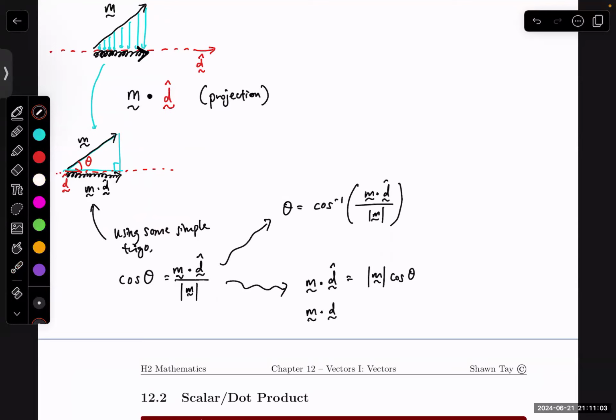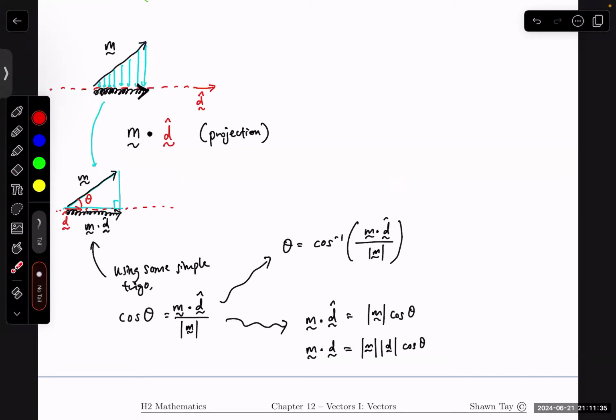What is d hat? D hat is just vector d divided by its magnitude. So let's just pretend the magnitude is over here, and then we just multiply it to the other side. So what we get is modulus of vector m, modulus of vector d, and then cosine theta. This is what you should be familiar with. This is your dot product formula in a sense. So by just using this weird mosquito analogy, we get the formula for dot product.